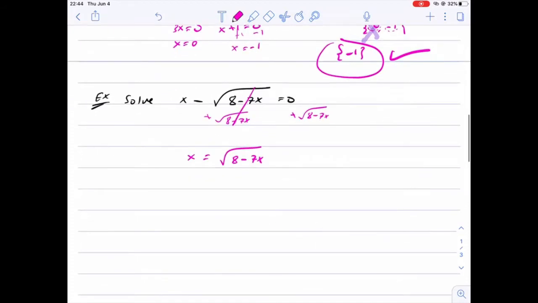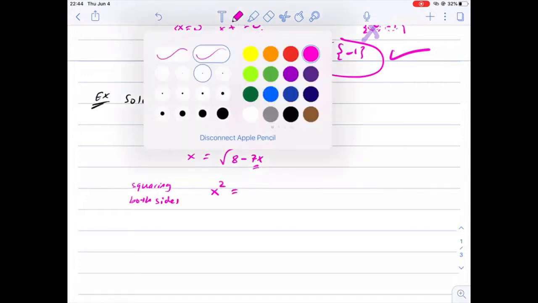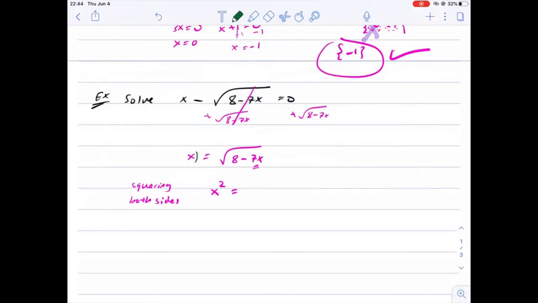And then we need to get rid of the square root, because that prevents us from simplifying x here, or dealing with this x inside the square root. So squaring both sides of the equation, this gives x squared. Now, how to square the right hand side? If we square the right hand side, we cancel the square root with the square, and that gives us 8 minus 7x.